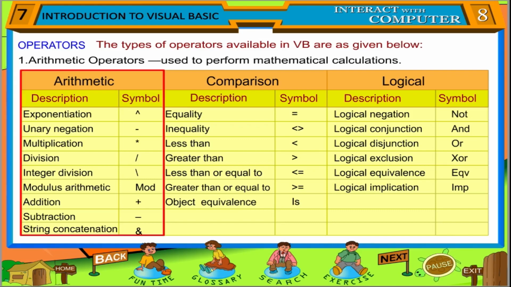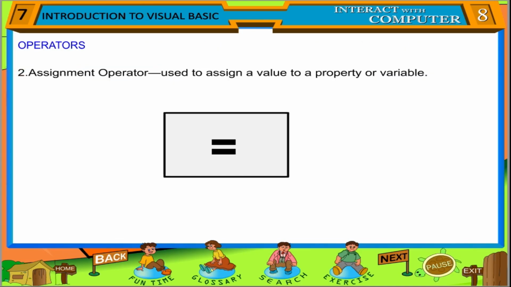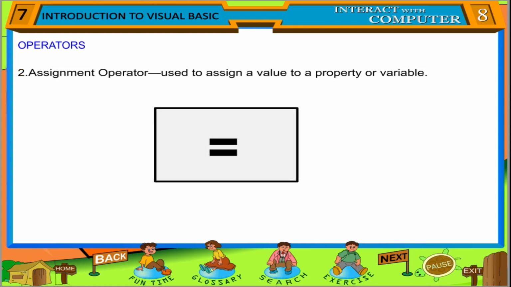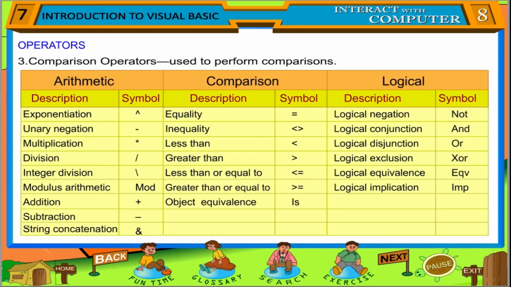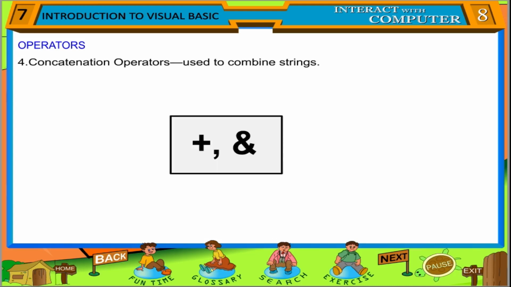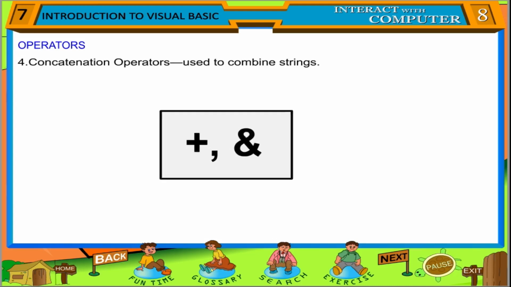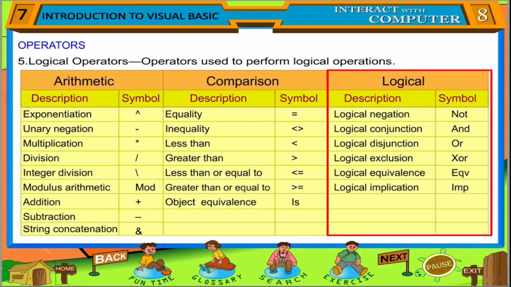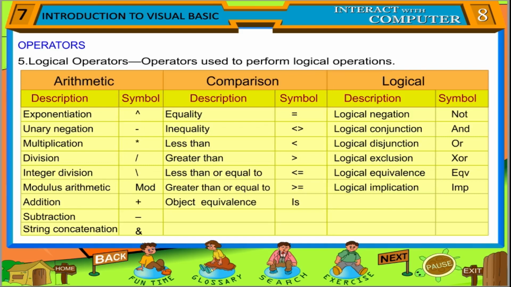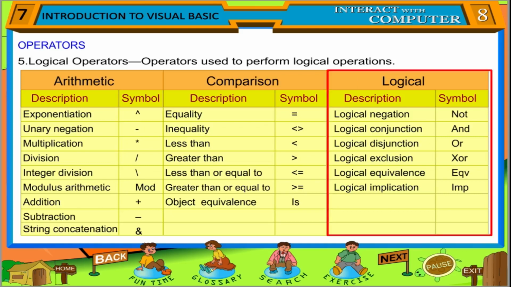Arithmetic operators are used to perform mathematical calculations. Assignment operators are used to assign a value to a property or variable. Comparison operators are used to perform comparisons. Concatenation operators are used to combine strings. Logical operators are used to perform logical operations.